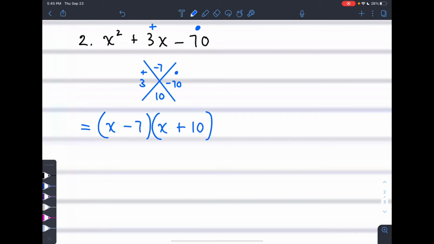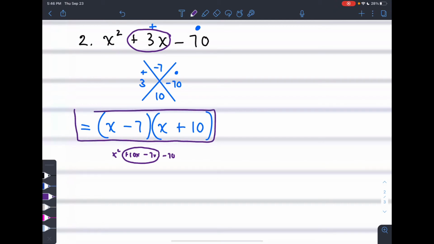Yes. Okay, so double checking your work. I'm going to FOIL it out. So we end up with x squared plus 10x minus 7x minus 70. Okay, the thing you really need to check here is whether it adds up to this middle term. Okay. So 10 minus 7 will indeed give me 3. That means this is correctly factored. All right.